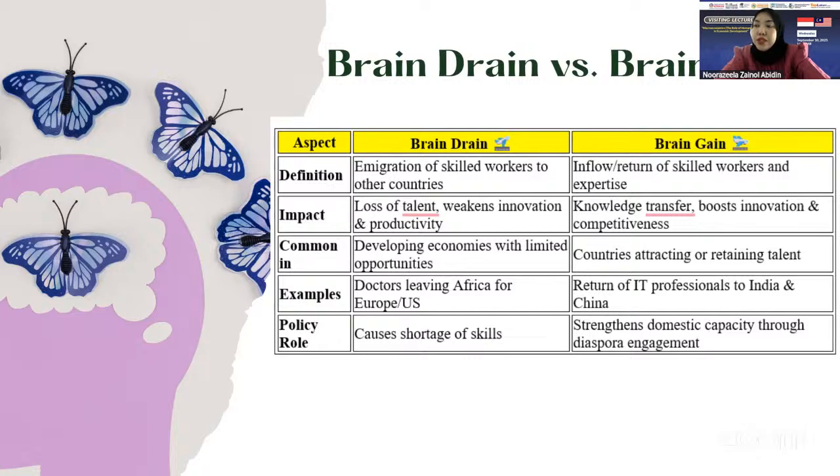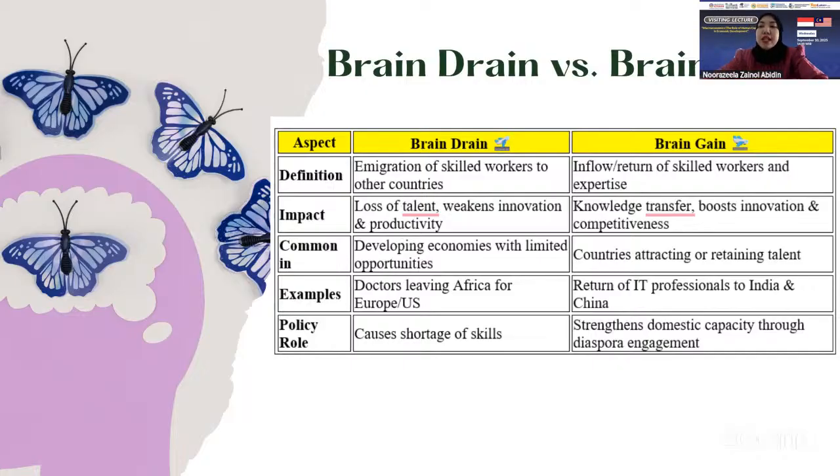Okay, so for brain drain, loss of talent. When one worker moves to another country, we lose talent, or skilled workers, and weaken innovation and productivity. For brain gain, knowledge transfer boosts innovation and competitiveness. Brain drain affects developing economies with limited opportunity, while brain gain is in countries attracting or retaining talent. For example, brain drain is doctors leaving Africa for Europe or the US to get better jobs. And brain gain is the return of IT professionals to India and China.